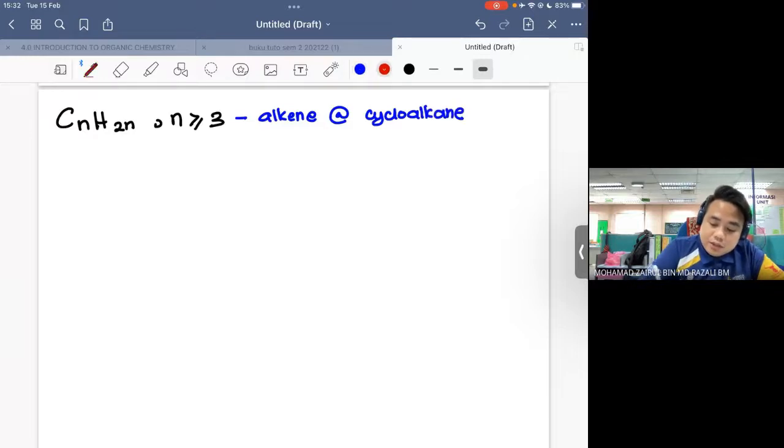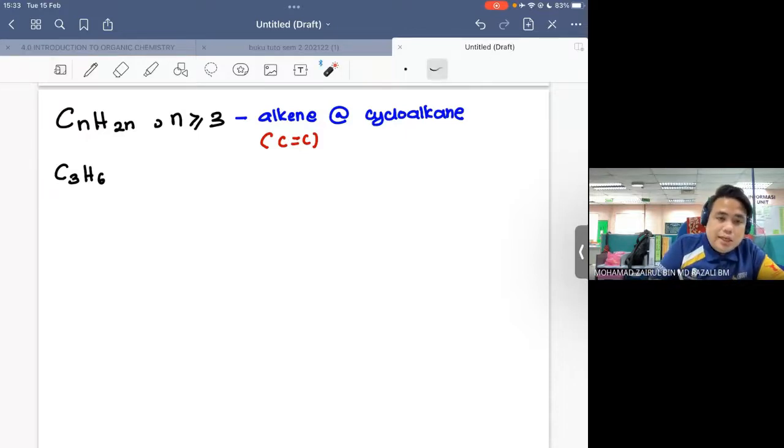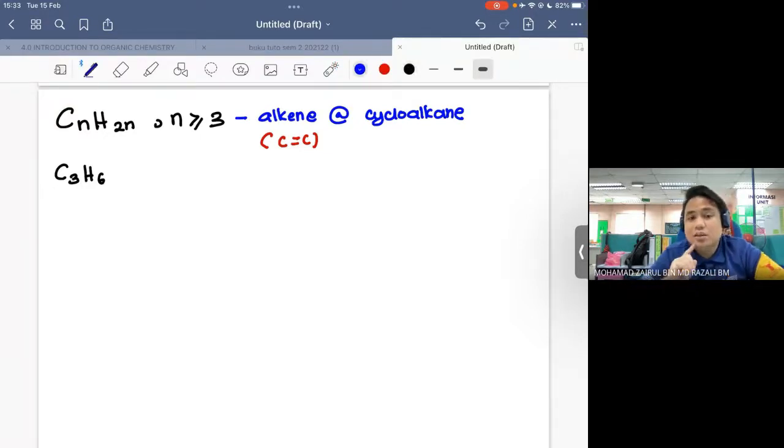Okay, the functional group for alkene, kalau I remember, is carbon double bond carbon. Cycloalkane, alkane tak ada functional group. Sebab apa? Sebab alkane dia hanyalah C single bond C. C single bond C bukan functional group. Okay, so kita cuba. So let's say kalau saya ada a molecular formula of C3H6. Kalau awak tengok molecular formula ni, C3H6 dia satisfy general formula of CnH2n. Okay, so kalau kita draw, let's try to draw the alkene dulu.